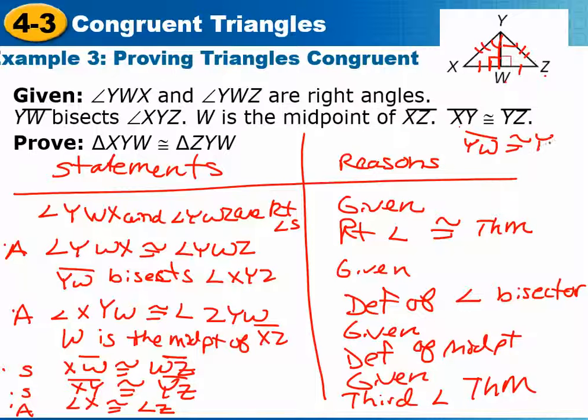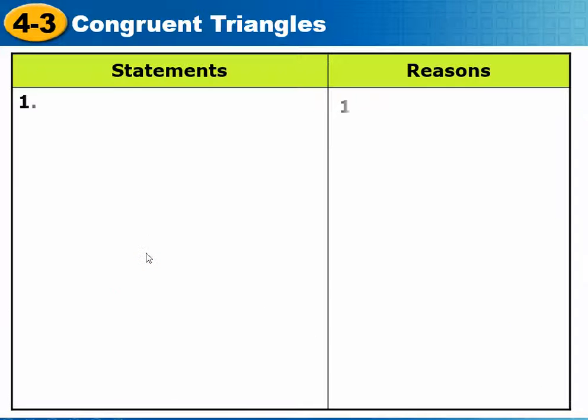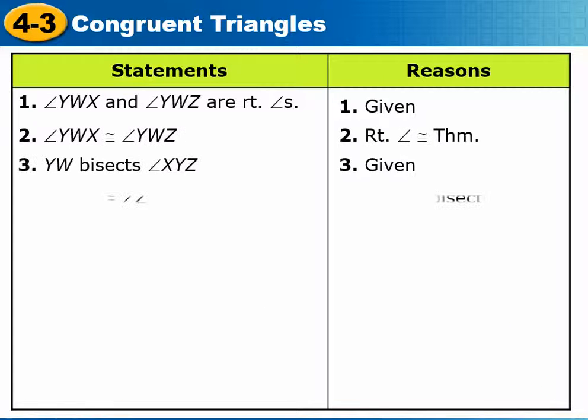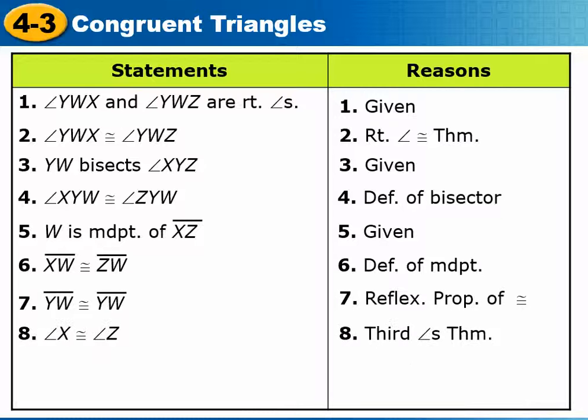So finally, we are going to get to use the reflexive property. I ran out of room, but this would be a statement, and this would be the reason at the end. The reflexive property says that a segment is congruent to itself. So therefore, that's a side, and now we have 3 angles and 3 sides. So we prove that all the corresponding parts of our triangle are congruent.